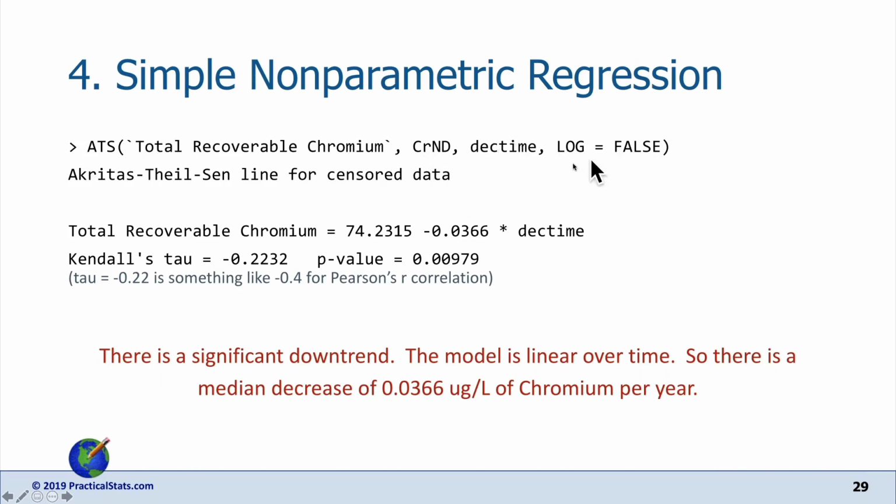I start out usually with saying log is false. The default is that it's true. I don't really like that default because this is a non-parametric method. It's not going to be affected by a couple of outliers. So the question is really whether the patterns are straight or not. This is a straight line fit.